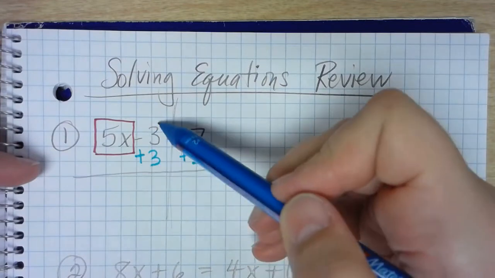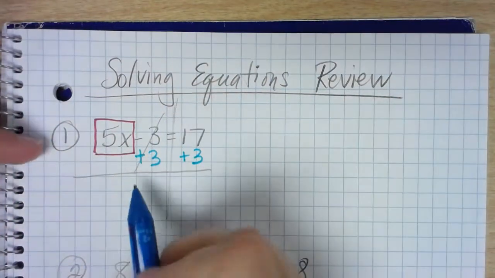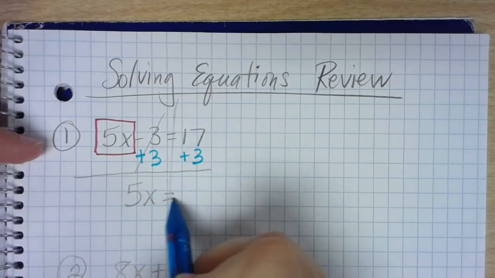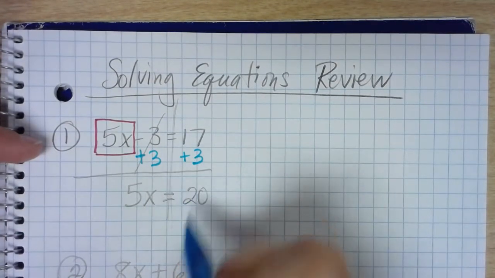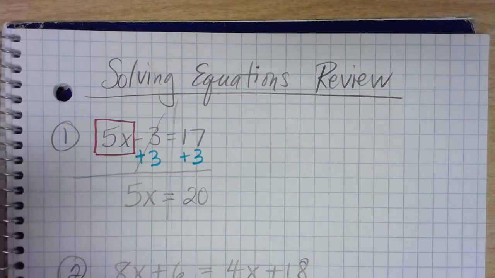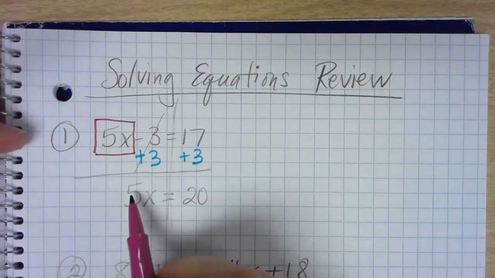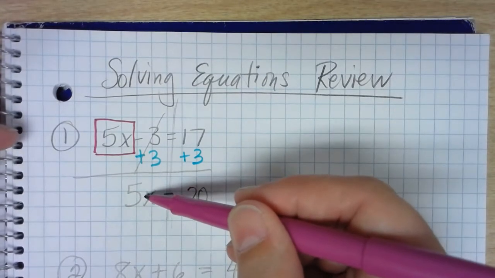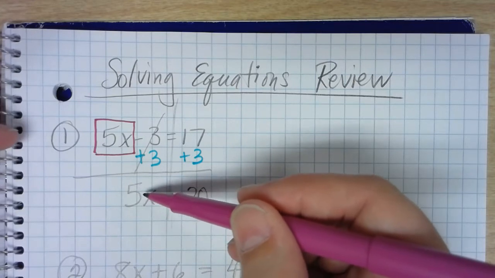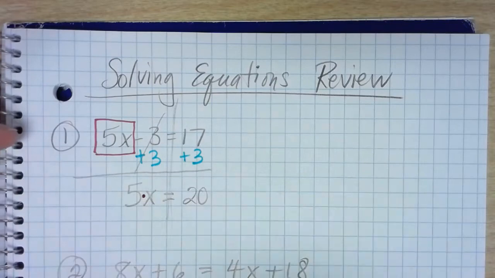So minus 3 plus 3 is 0. So that goes away to 0. And then I'm going to bring down the 5x on the left, bring down my equal sign, leave it in the same spot. 17 plus 3 is 20. Okay, so now I have my variable term by itself. So now if I want to get this x alone, I got to get rid of this 5. So right here in between the 5 and the x is what operation? Okay, there's a times sign right there.